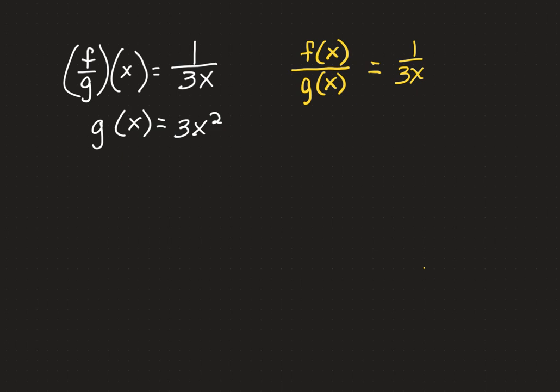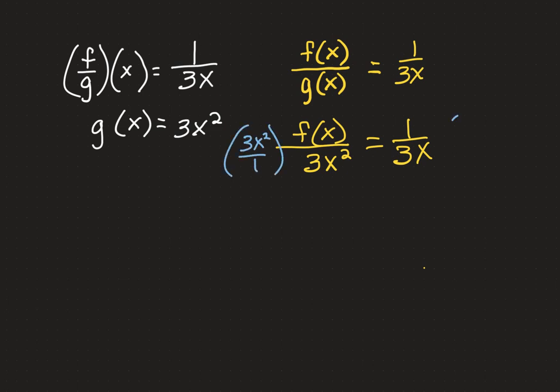However, we know that g of x equals 3x squared. So we can substitute that into our ratio on the left-hand side. g of x is equal to 3x squared. Let's see, and we're solving for f of x, right? So what happens if we multiply both sides by 3x squared? f of x equals x. Does that check? Let's see.